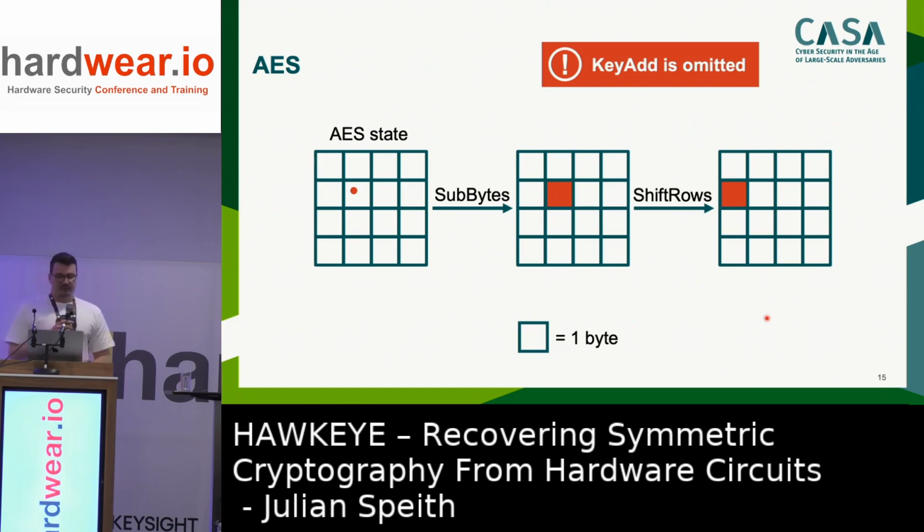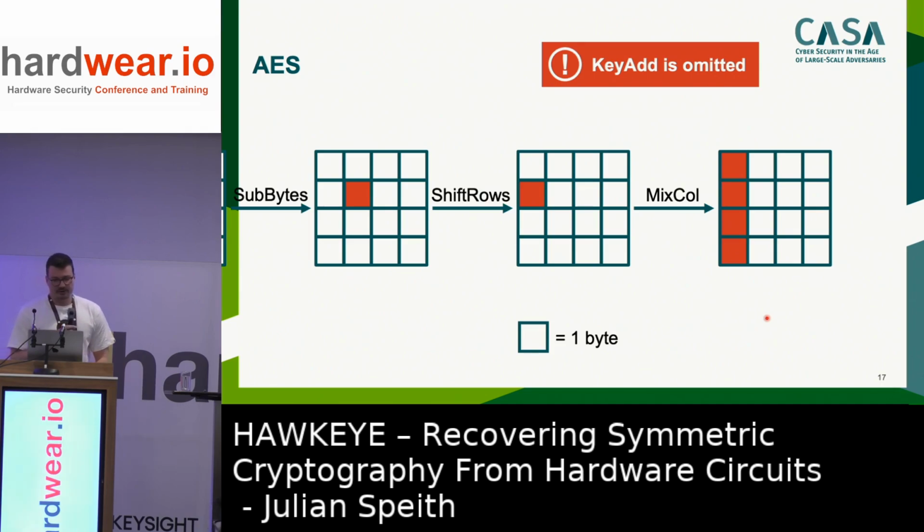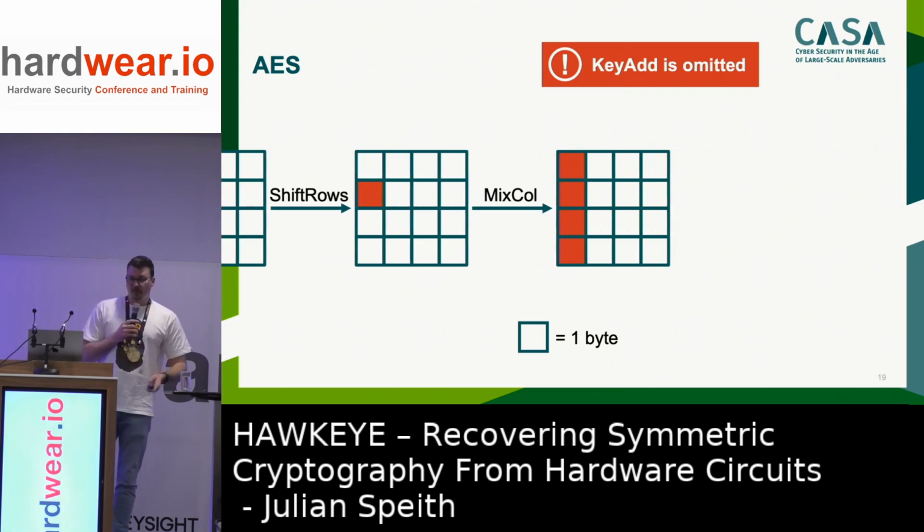Next operation is ShiftRows. This, as the name suggests, just shifts rows in the state. For example, the second one to the left. Then we have something called MixColumns, which mixes all fields in the column. So the difference will propagate through the entire column.